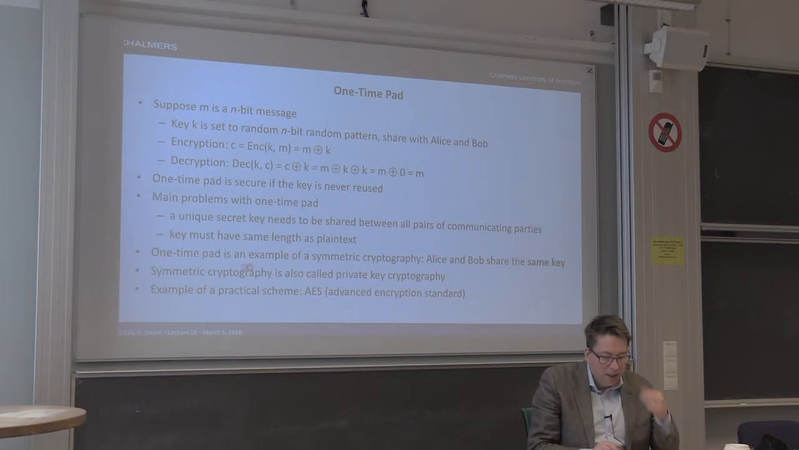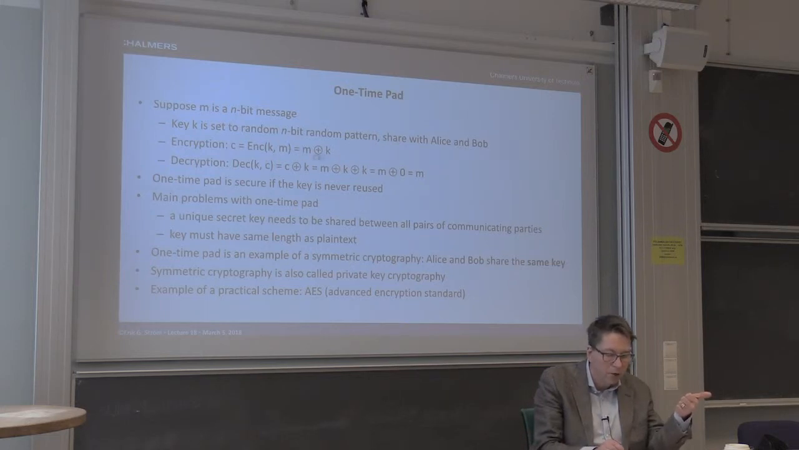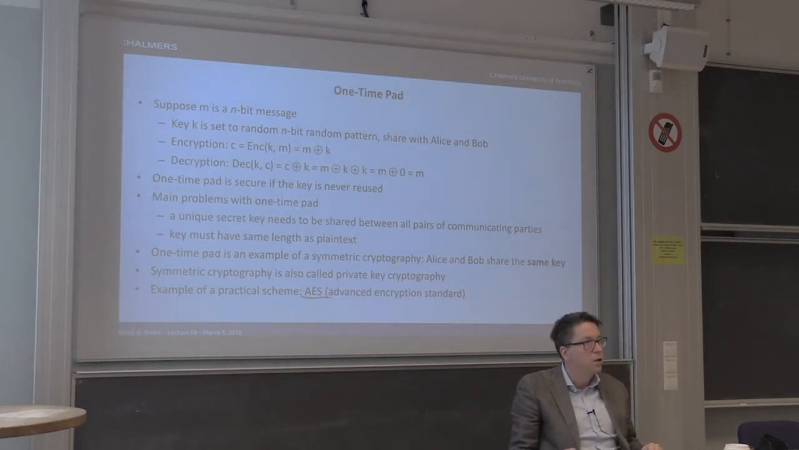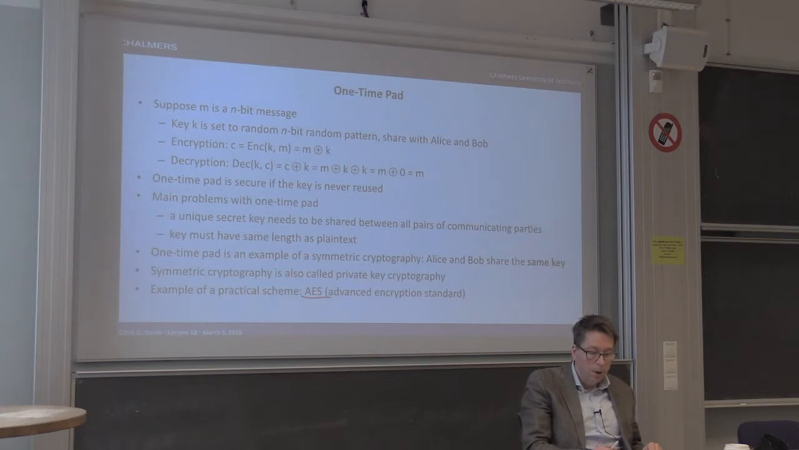The one-time pad is an example of something called symmetric cryptography. Symmetric means that Alice and Bob share the same key, in the sense that we use the same key for encryption as for decryption. An example of a practical scheme for this is the Advanced Encryption Standard, called AES, which seems to be a pretty good one so far. It's heavily used in practice.